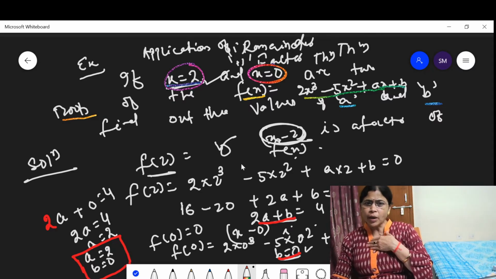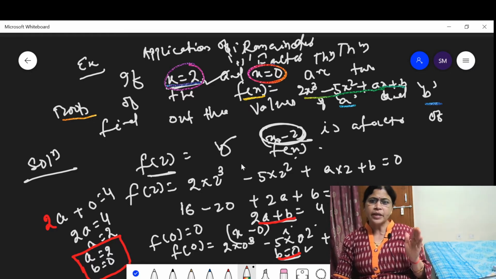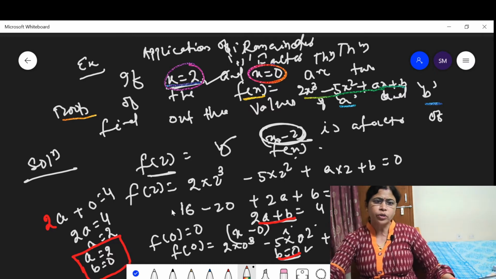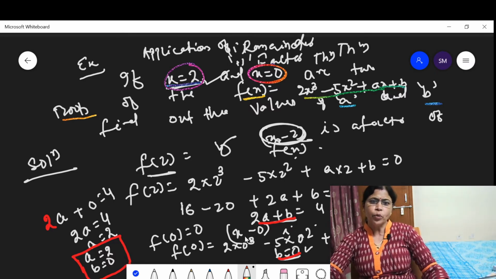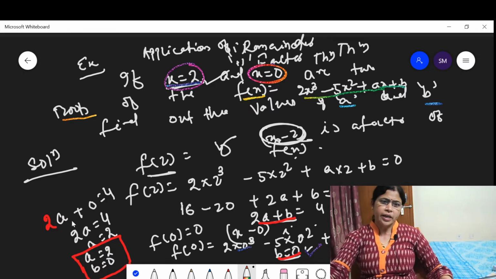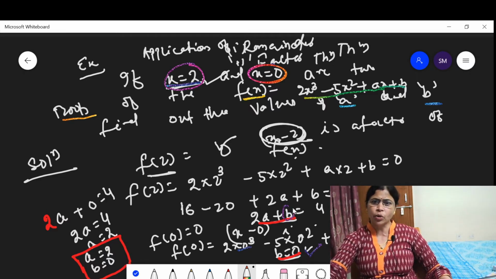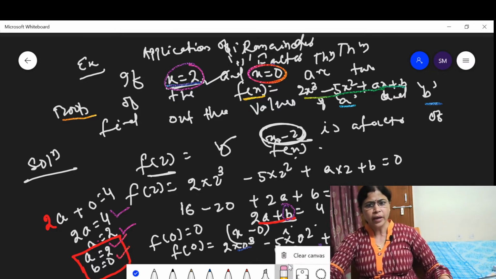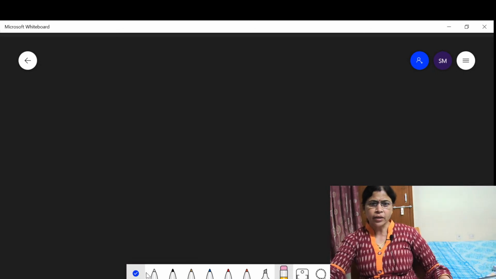By putting the value of x as 2, we get that 2a plus b is equal to 4. Then another condition is also given here, x equal to 0 is another root. Then put the value of x as 0, we get that b is 0. Then put the value of b as 0, we get 2a equal to 4, means a equal to 2. These are the answers of the given question. Okay, thank you. Then another question.